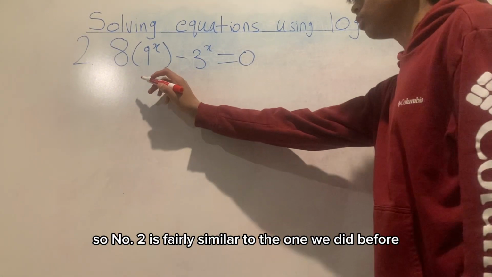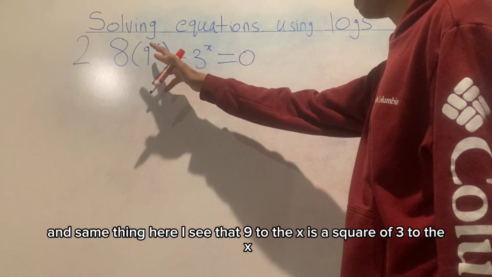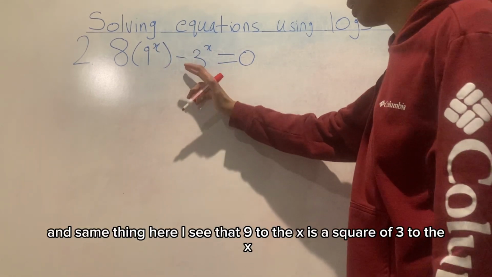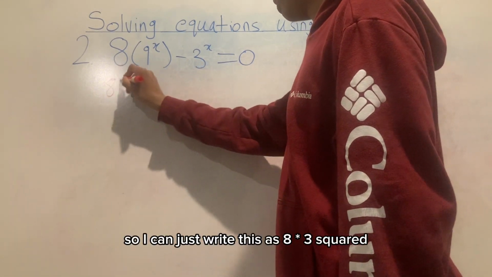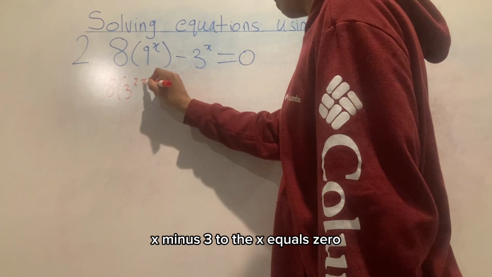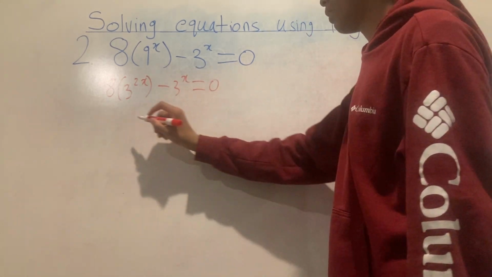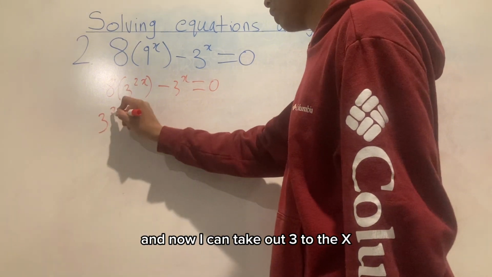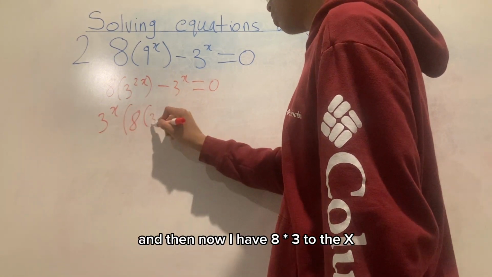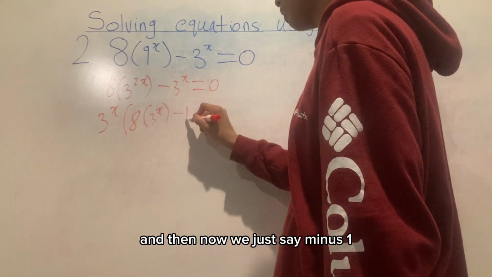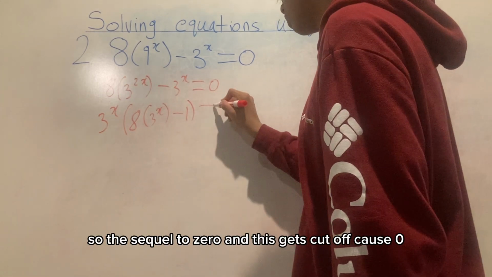Okay, so number 2 is fairly similar to the one we did before. Same thing here, I see that 9 to the x is the square of 3 to the x. So I can write this as 8 times 3 squared to the x minus 3 to the x equals 0. And now I can take out 3 to the x. Then I have 8 times 3 to the x, and then minus 1, because all there was was 3 to the x and we took it out. So this is equal to 0.